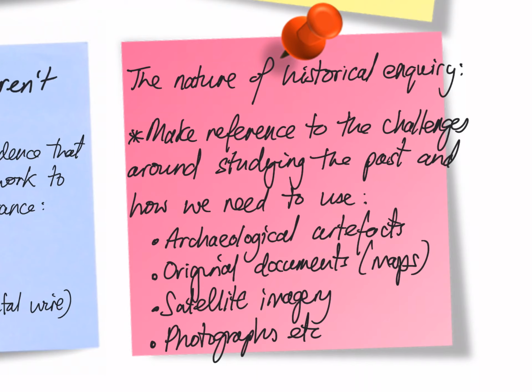And so we need to use a range of the archaeological artifacts that we found and discovered, the original documents that we've been aware of, like the maps that we saw. The satellite imagery would give us some indication of where it was set, and we know we've got a huge range of photographs. Then we may be able to overcome some of the challenges and difficulties that are posed.